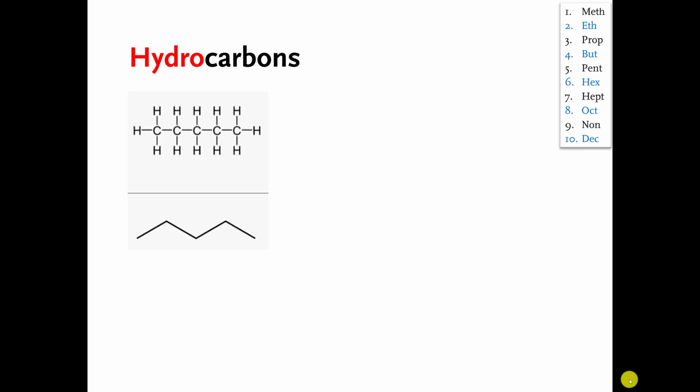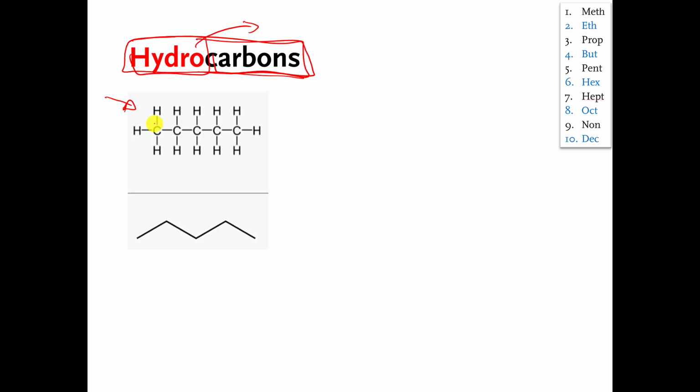Okay, in this video we're going to talk about a certain type of organic molecule called a hydrocarbon. You've already seen hydrocarbons last week. The name is pretty easy to understand. These are molecules that have hydrogens and carbons. This is an example of a molecule that is a hydrocarbon.